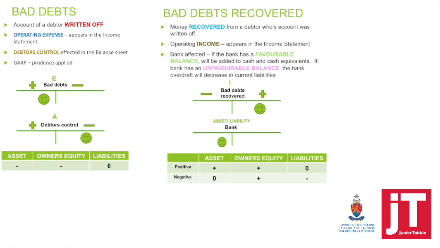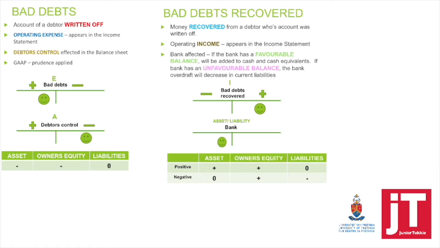We are being conservative. So on the accounting equation, to show this, bad debts is an expense, like mentioned before. So if expense is debited, it means our owner's equity account will decrease. As soon as our expenses increase, our owner's equity decreases. Debtors control is going to be credited. They are being removed from our debtors, so our assets will minus.